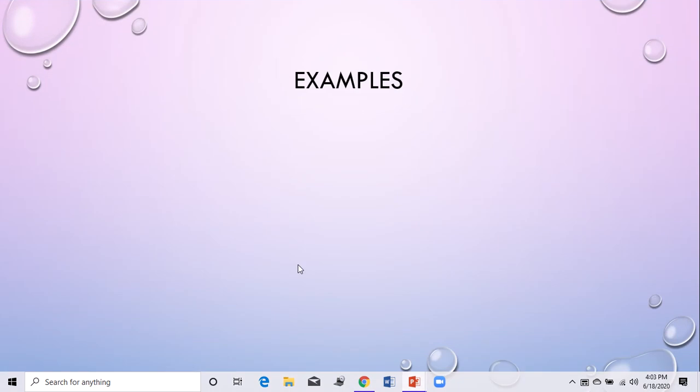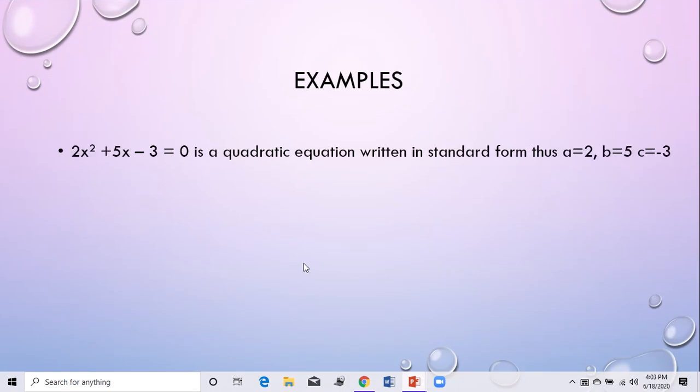Let us have the following examples. In our first example, you have 2x squared plus 5x minus 3 equals 0. So this is an example of a quadratic equation that is written in standard form, ax squared plus bx plus c equals 0. So all we have to do is to get now the numerical values of a, b, and c. So we have a equals 2, b equals 5, c equals negative 3.